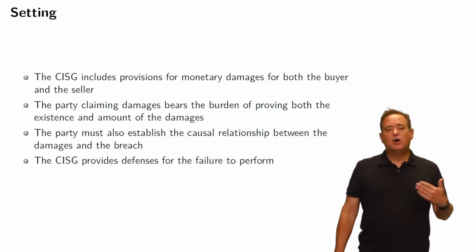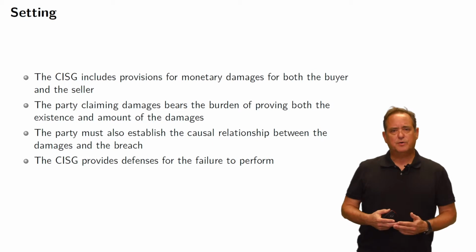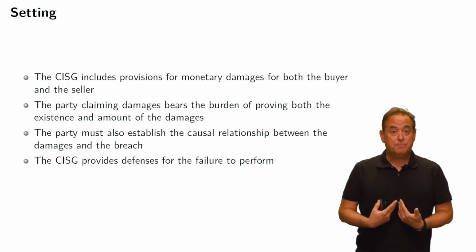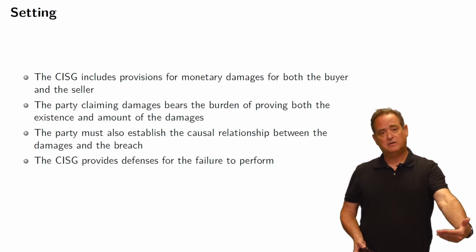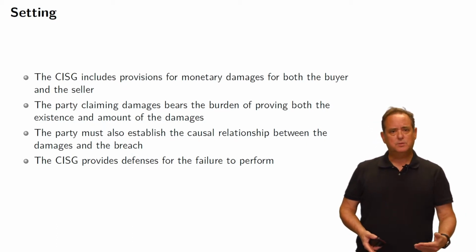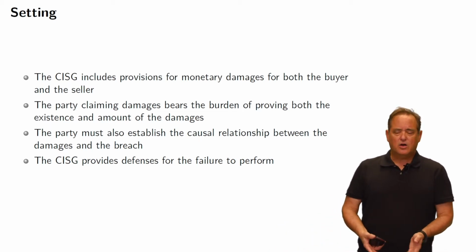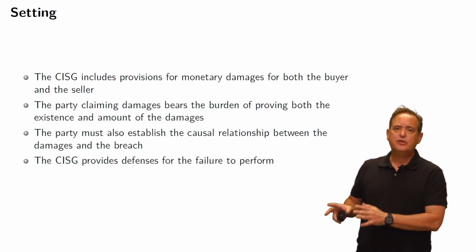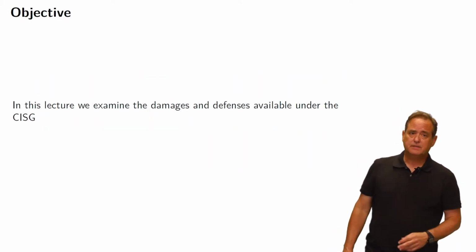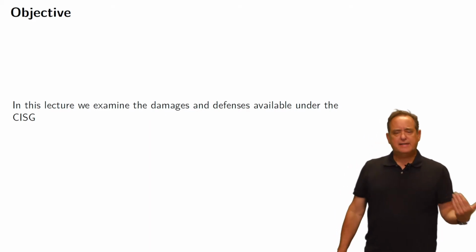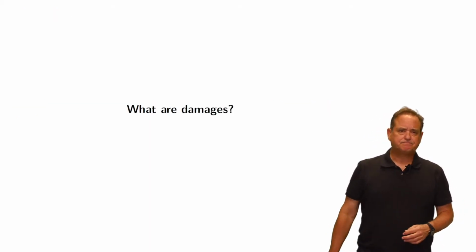The CISG also provides defenses for the failure to perform, meaning, yes, I breached the contract, I failed to perform, however, I'm not liable because of a defense. A defense in the law is simply saying everything you say is true, but I'm not liable. So in this lecture, we're going to look at damages and defenses available under the CISG.